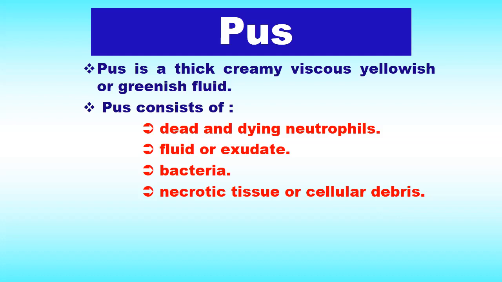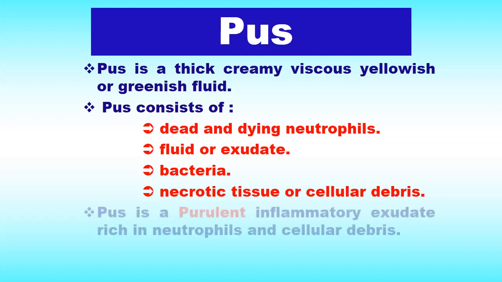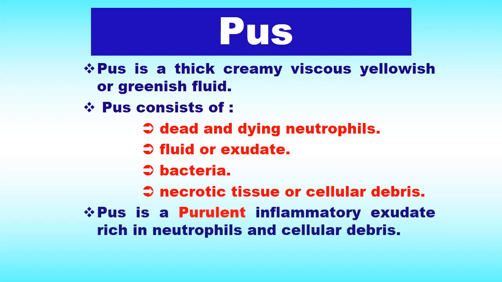What is pus? Pus is a thick, creamy, viscous, yellowish or greenish fluid, and the pus consists of dead and dying neutrophils, fluid or exudate, bacteria, and necrotic tissue or cellular debris. So, the pus is a purulent inflammatory exudate rich in neutrophils and cellular debris.